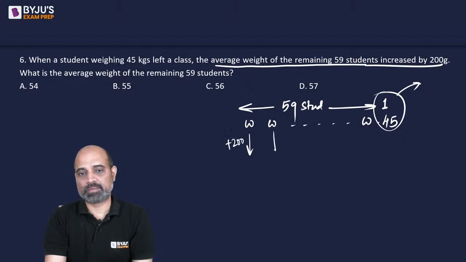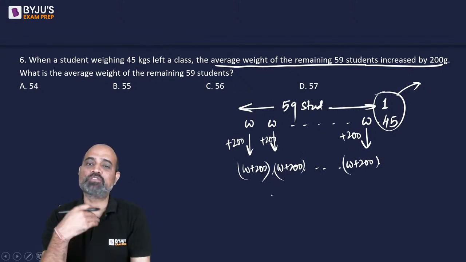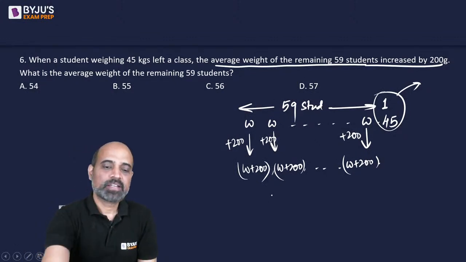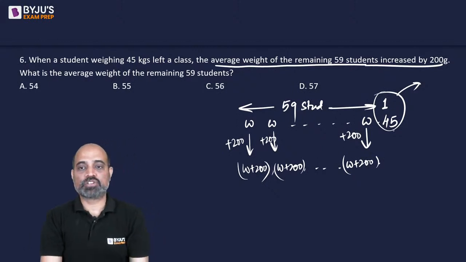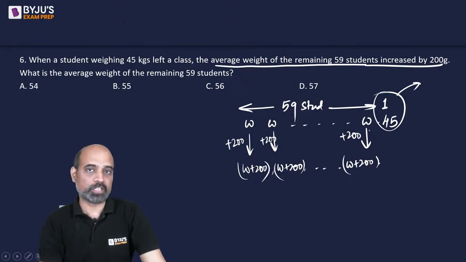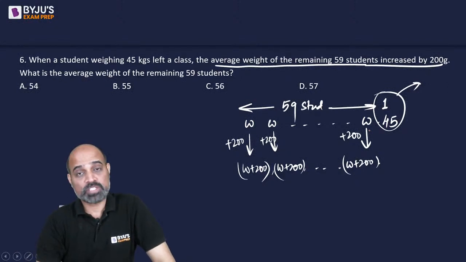increased by 200 grams. So I'm writing plus 200 here. 200 is not kgs, it's 200 is grams. So it becomes W plus 200 for each one of them. So the question is, what is W plus 200? In other words, if you can find out what is W, you can find out what is W plus 200. Right? So it's not कि वो 45 गया तो previous जो total average था उससे 200 बढ़ा. नहीं, these 59 students only, their average weight increased by 200. So this was the trick part.